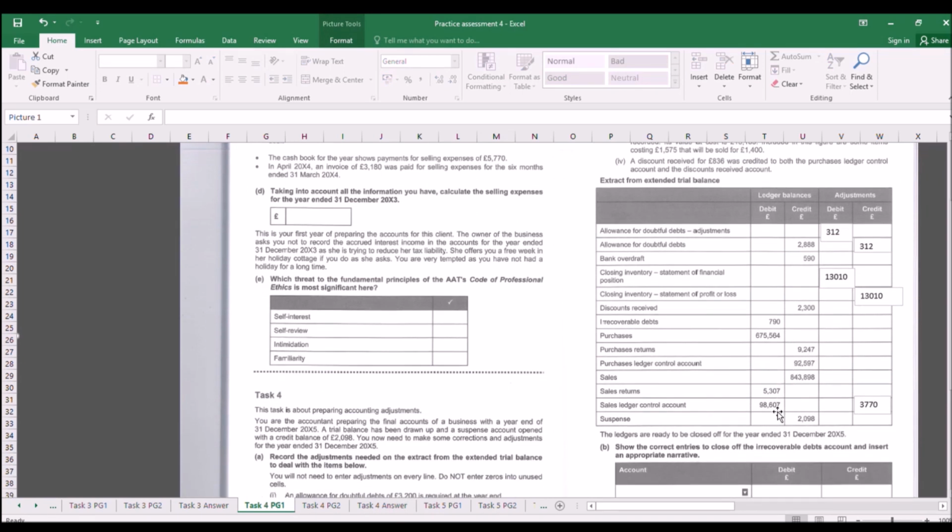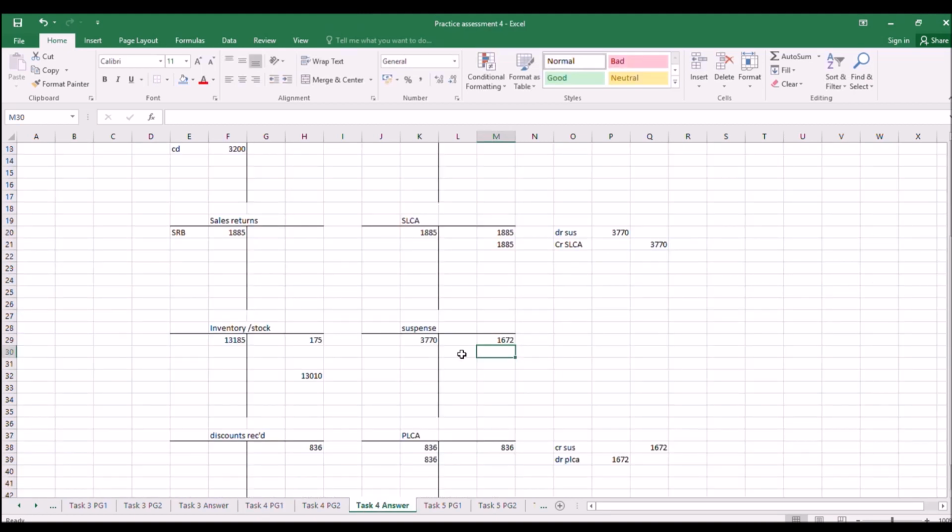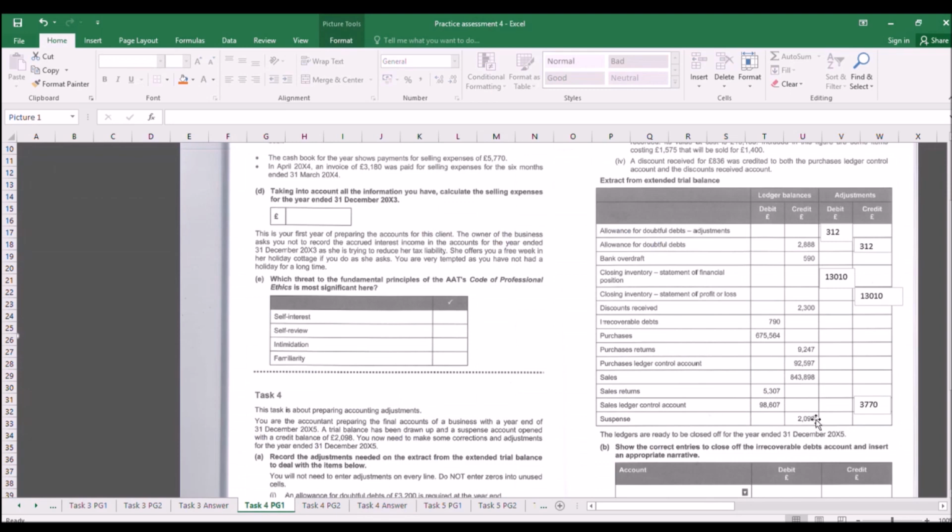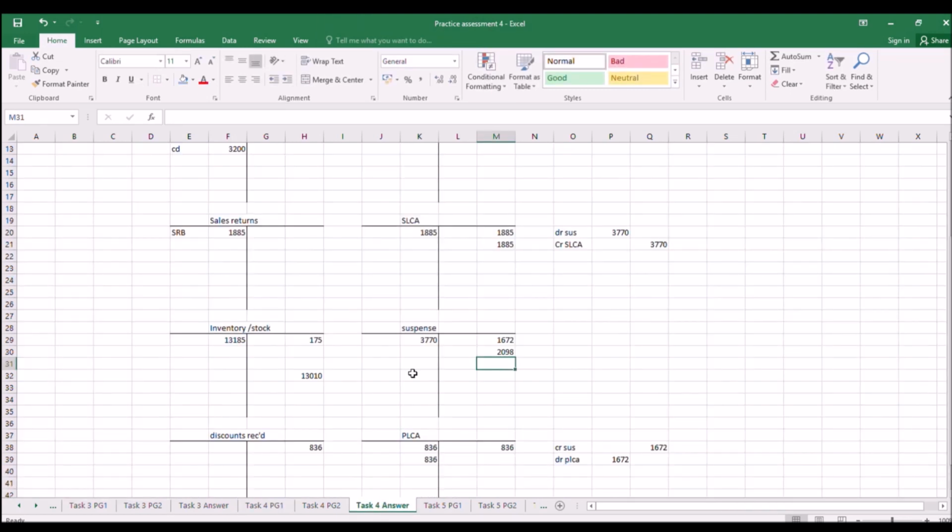So let's just see whether our sales suspense 2098 here, yes, on the credit side. Hopefully this should now balance. Let's see, and if that does, then we know that we are right. Yes, we do. Great. So we know that that's the right answer as well. That's always quite comforting in the exam. Breathe a sigh of relief that we got this correct.